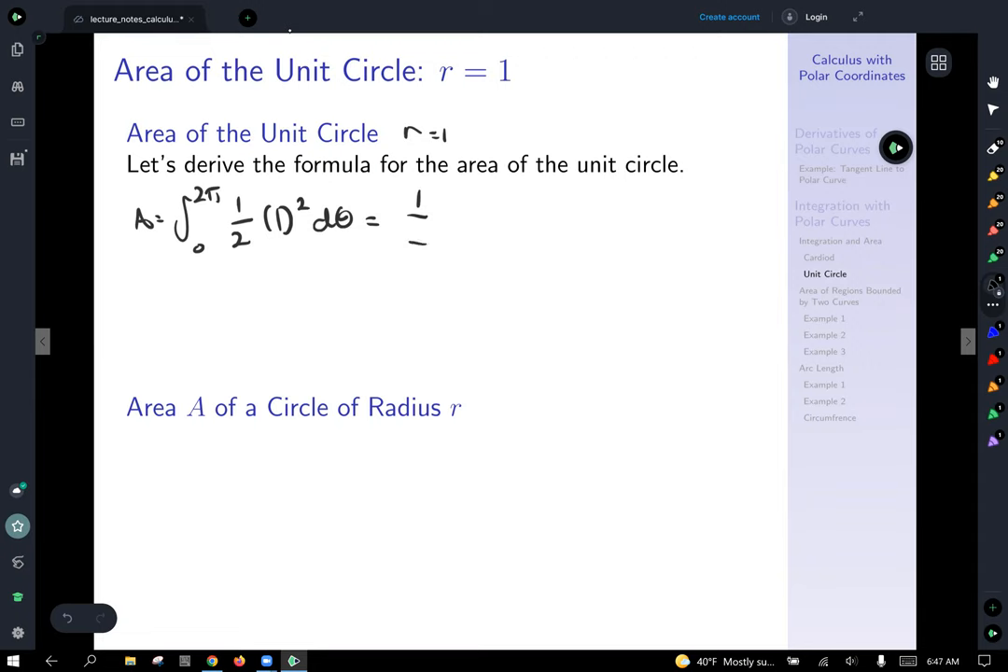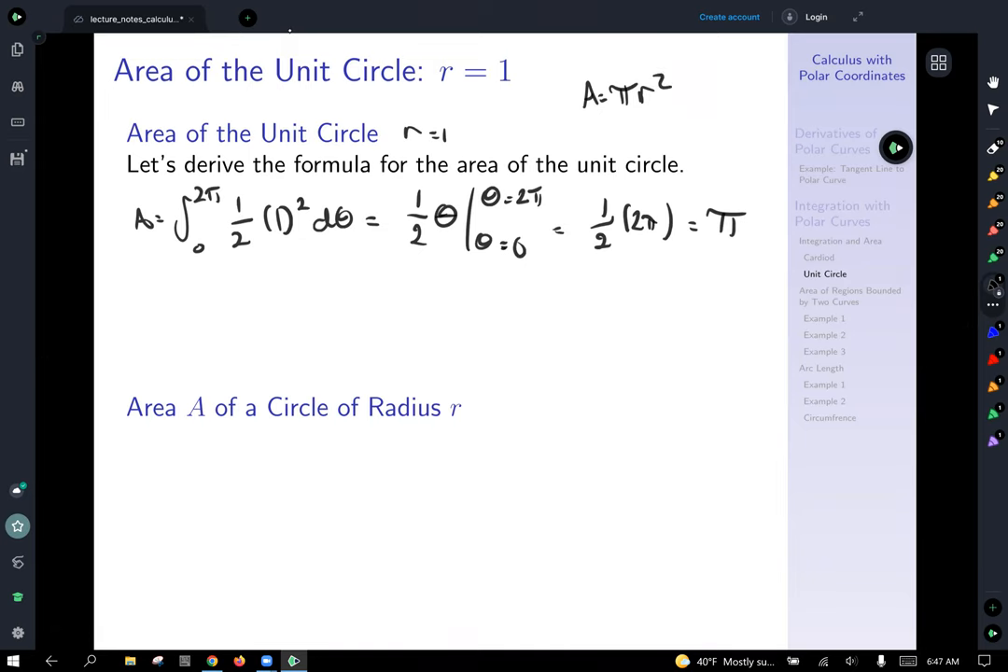Integrating 1 half with respect to theta, we get 1 half theta evaluated from theta equals 0 to theta equals 2 pi. Evaluate that, we're going to get 1 half times 2 pi minus 0, which is going to give us pi. Now note, we know that the general formula for the area of a circle is pi r squared. And if we plug in 1 for our radius, we sure enough come to the same conclusion.